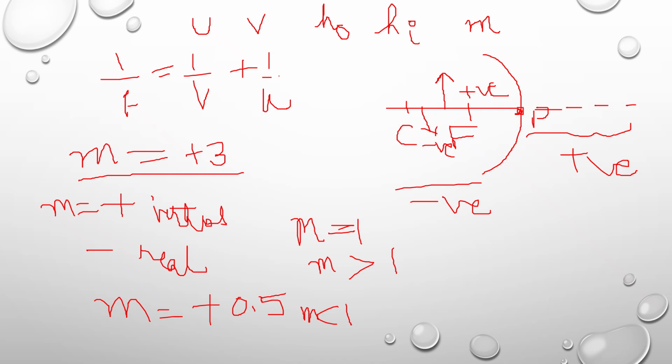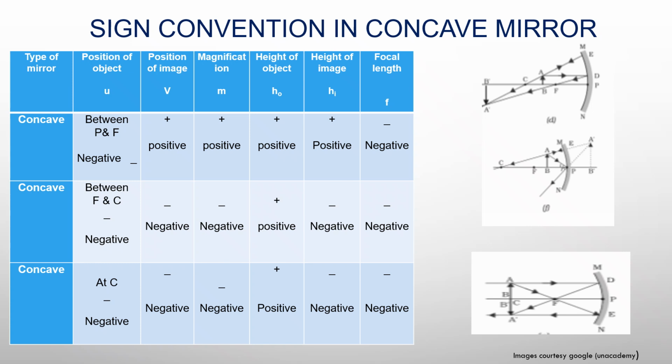Suppose instead of plus, I made this minus, it will be real, inverted, diminished, which is possible in a concave mirror. Okay, so these are some of the basic things we should know once we know the sign convention. Now let me show you each ray diagram and then we can discuss the sign convention.